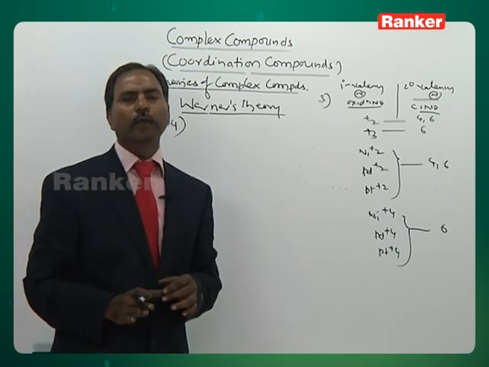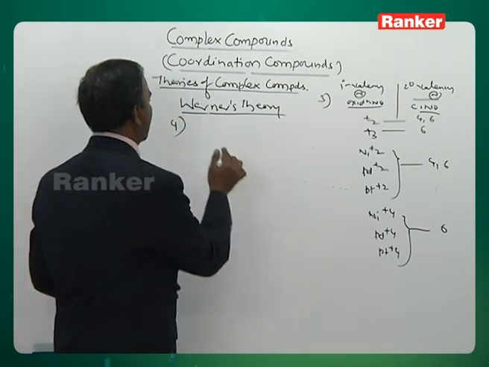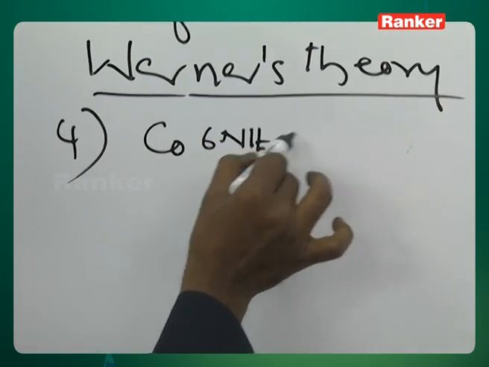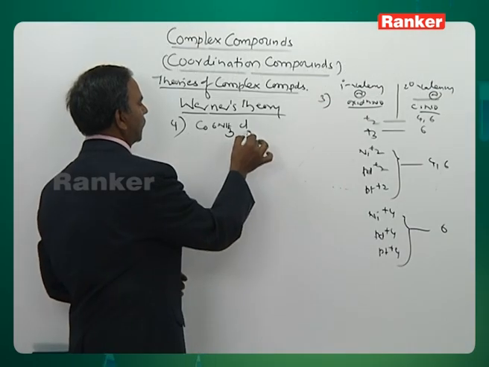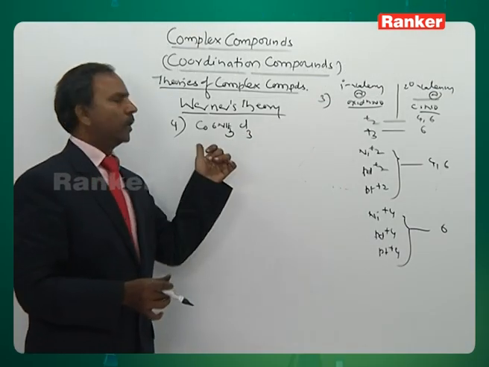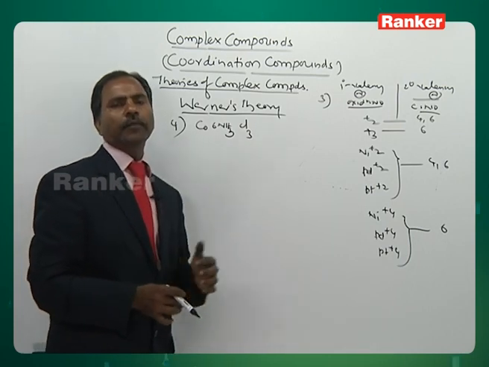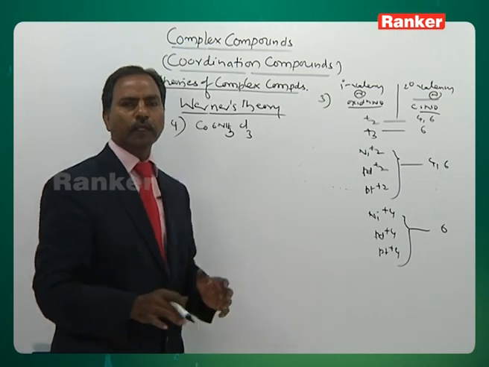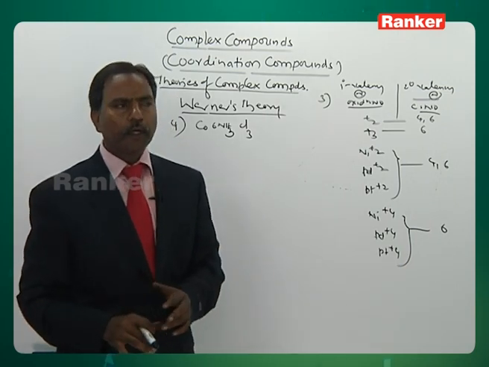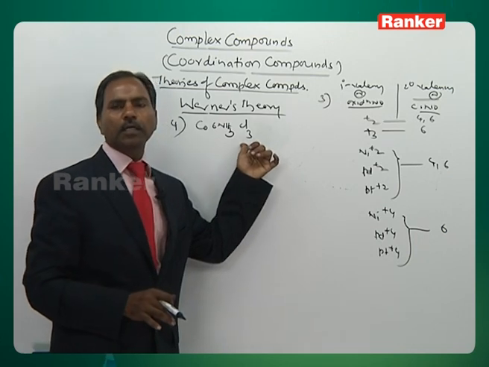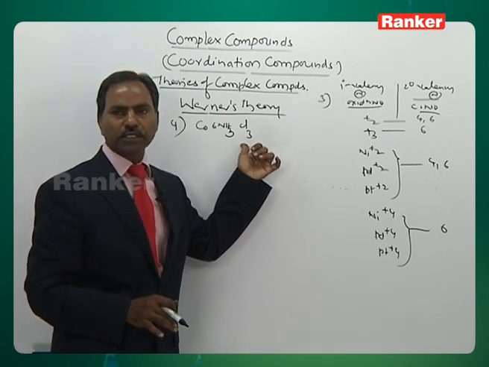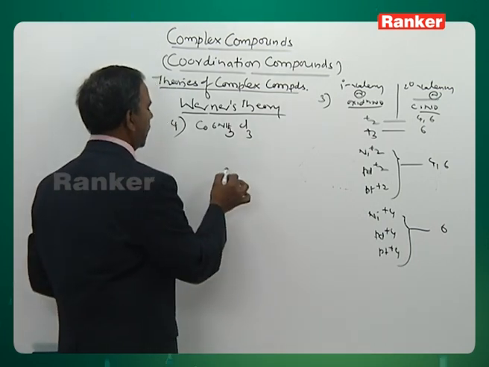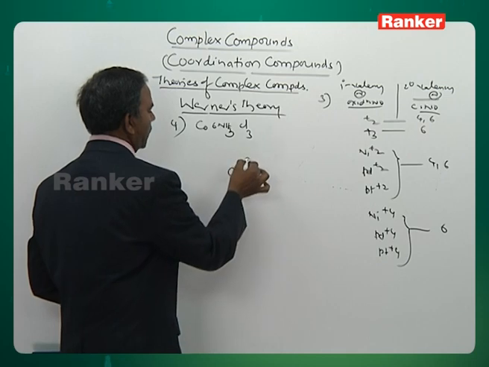See, if I write on the board, you can easily follow. I am writing a complex like CoNH3 6 Cl3. Look at this complex. In this complex, what is the cobalt oxidation number? Cobalt oxidation number is +3. +3 means what is the primary valence of cobalt? It is 3. That means these 3 chloride ligands are bonded by primary valencies. These 3 chloride ligands you have to show by dotted line.